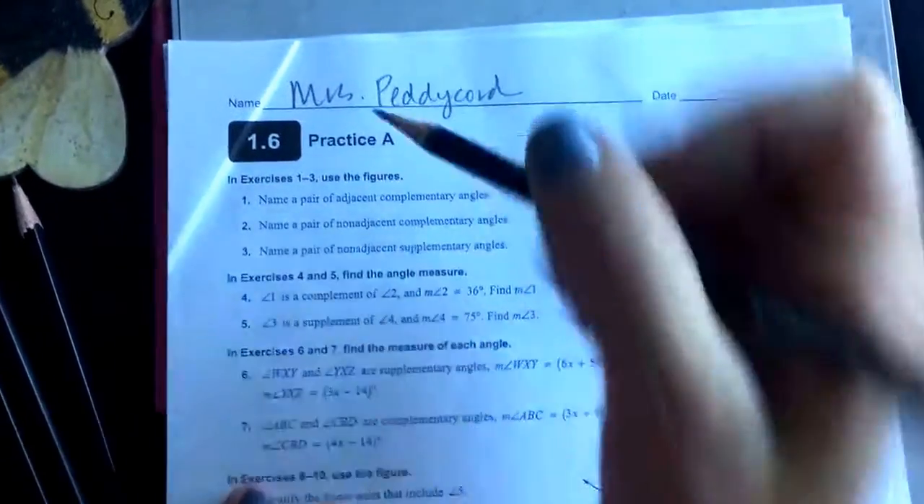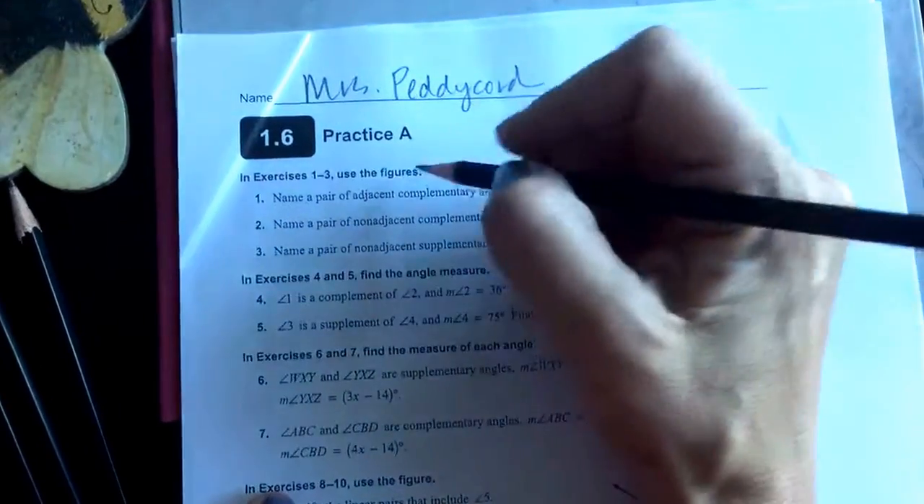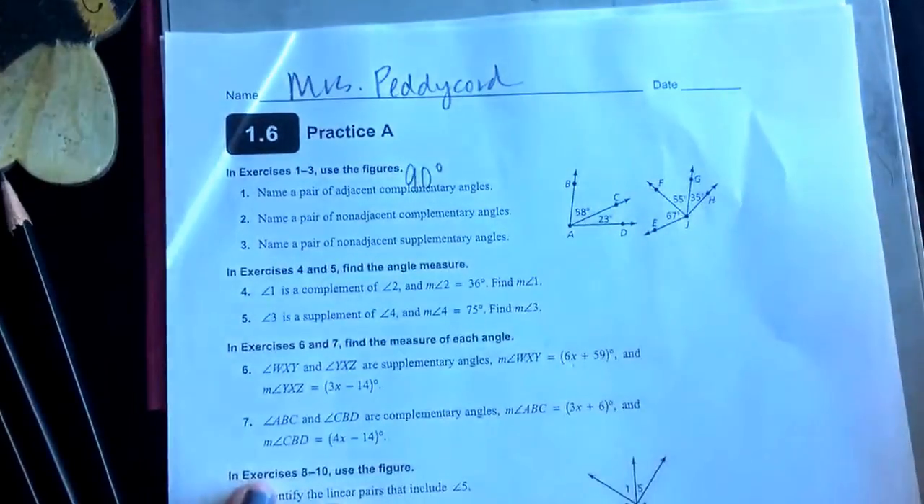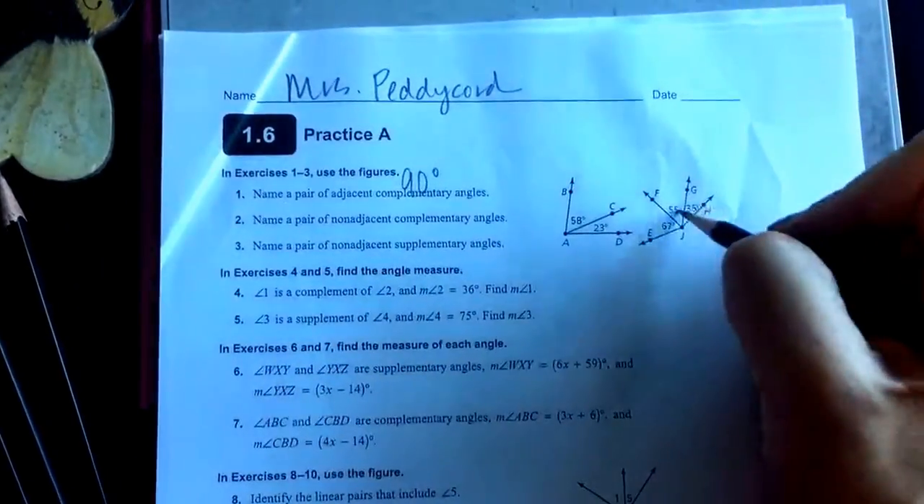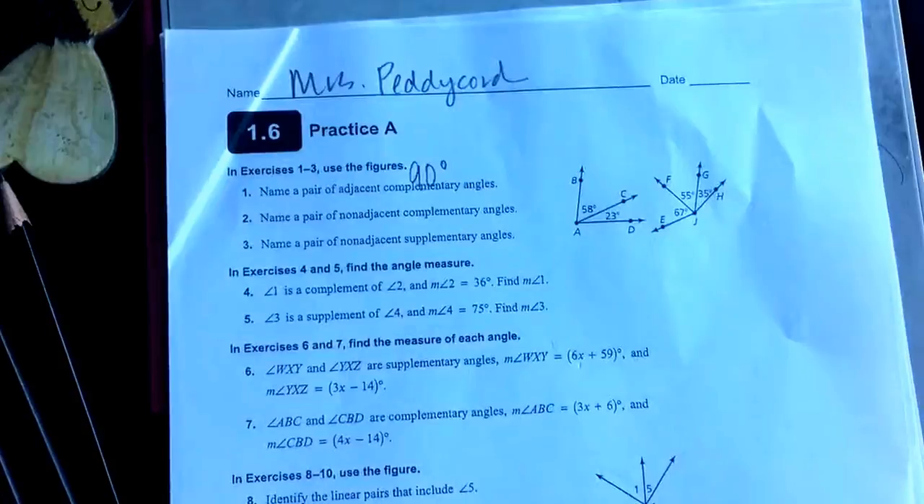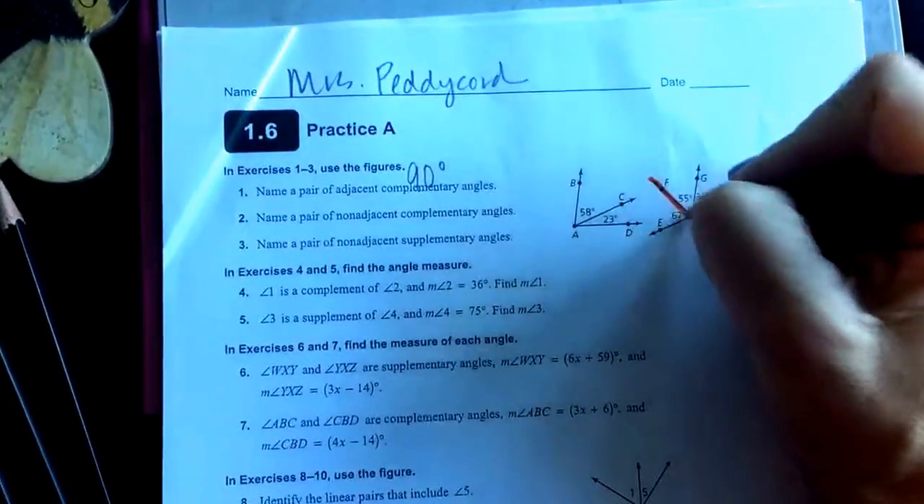So, a pair of adjacent complements. Adjacent means they share a side. Complement means they add to 90 degrees. Adjacent complements. I think we had found these the other day together. The 55 and 35? Yep.